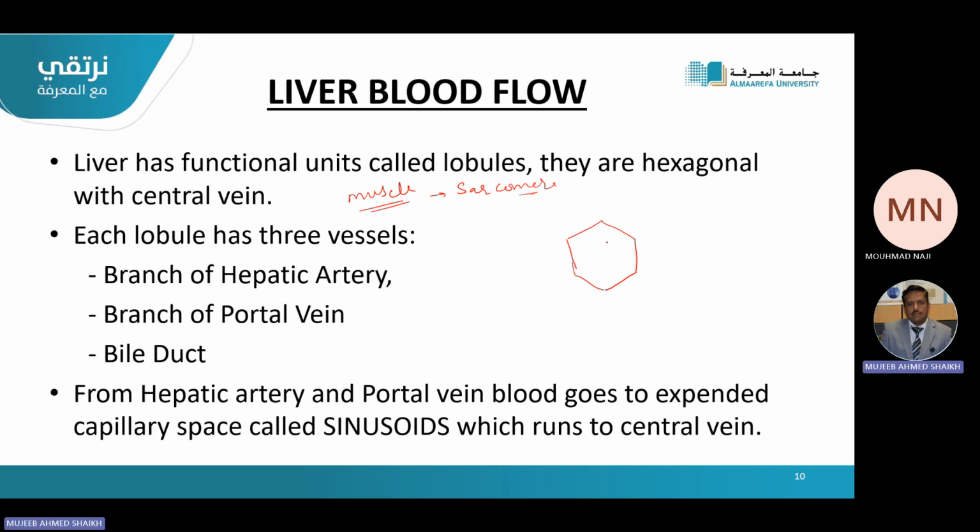Hepatic lobule. This hepatic lobule is nothing but a hexagonal structure. Hexagon means 6 sides, 6 corners. 1, 2, 3, 4, 5, and 6 corners are there. In the center, it has a central vein, and at each corner, it has 3 vessels. Out of these 3 vessels, one is a branch of the hepatic artery. Another one is a branch of the portal vein.